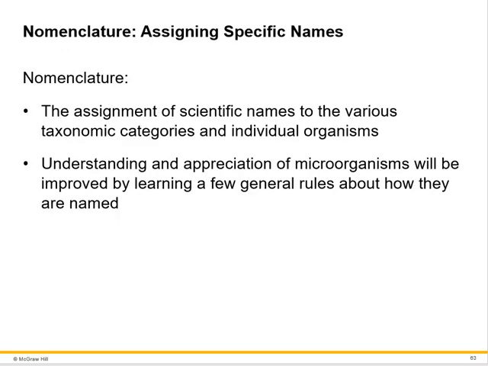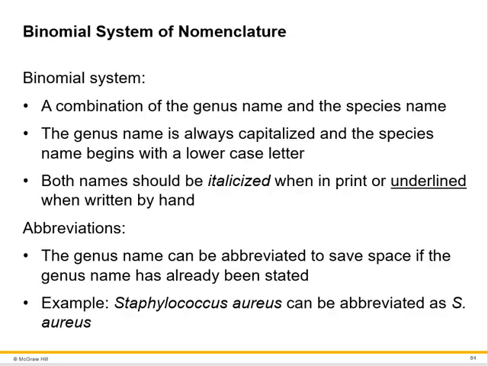So in nomenclature, this is the naming of organisms, the scientific names that are given to organisms. And they generally use a Latin term because there are so many languages all over the world. They picked Latin as pretty much the common name for everyone, and so they use that. Understanding and appreciation of microorganisms will be improved by learning a few general rules about how they are named.